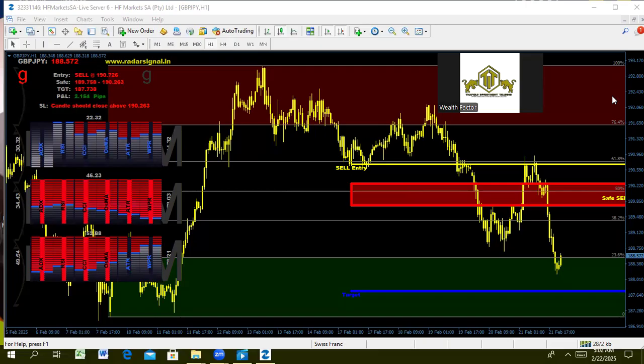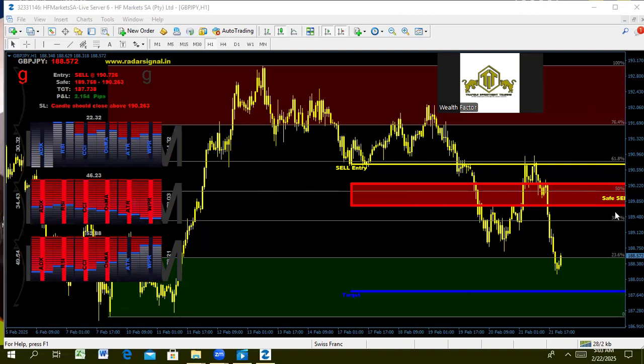So in our strategy, using the breakout scalping pro, we use 61.8% as our sell entry. If the market is around 61.8% and our sell entry is at this level, this is the level that you are going to sell. You only sell at 61.8%.